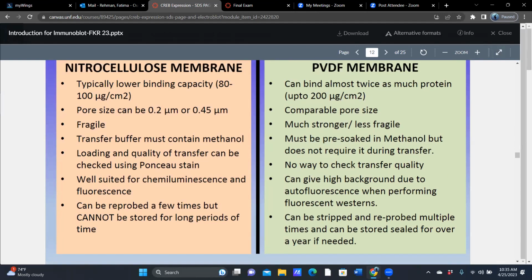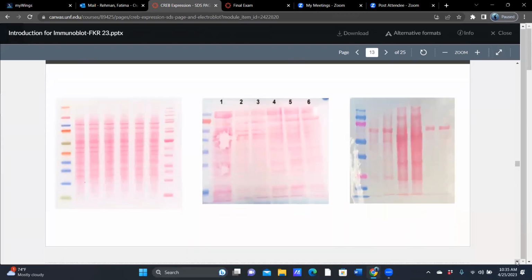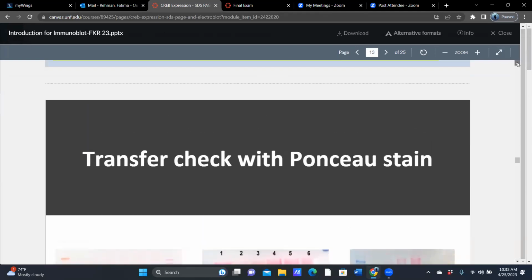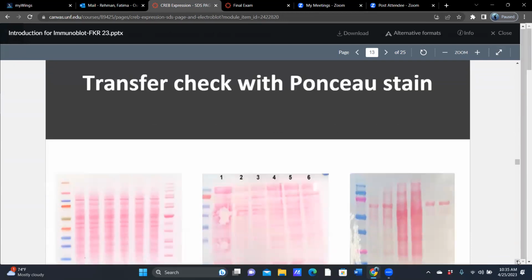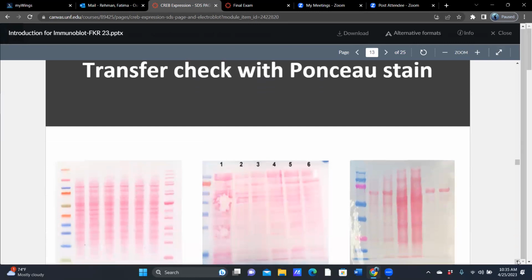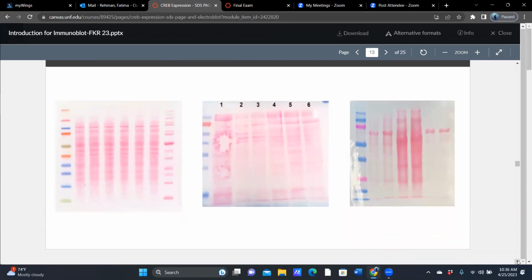So this is something very important. We used a nitrocellulose membrane. This is why we must do, especially early scientists as well as students, the transfer check. It's essential for them. I like to do the transfer check with Ponceau stain because, again, it stains better. It can detect even lower concentration proteins, right? It's higher sensitivity than Fast Green.